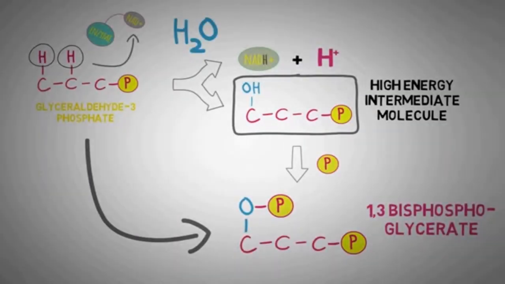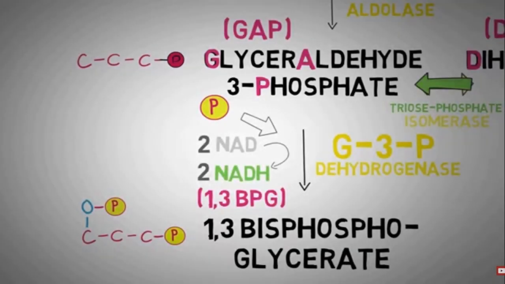The glyceraldehyde 3-phosphate in the presence of water gets converted into a high intermediate energy molecule, in which the phosphate gets attached and forms 1,3-bisphosphoglycerate. There are two molecules, glyceraldehyde 3-phosphate and dihydroxyacetone phosphate. So this glyceraldehyde 3-phosphate gets converted into 1,3-bisphosphoglycerate, in which two NAD molecules get converted into two NADH molecules with the help of the glyceraldehyde 3-phosphate dehydrogenase enzyme.